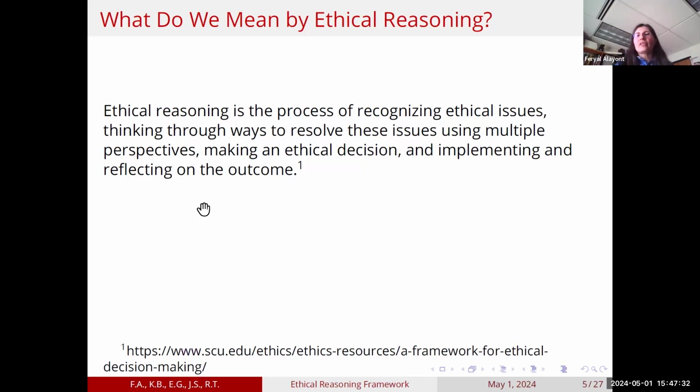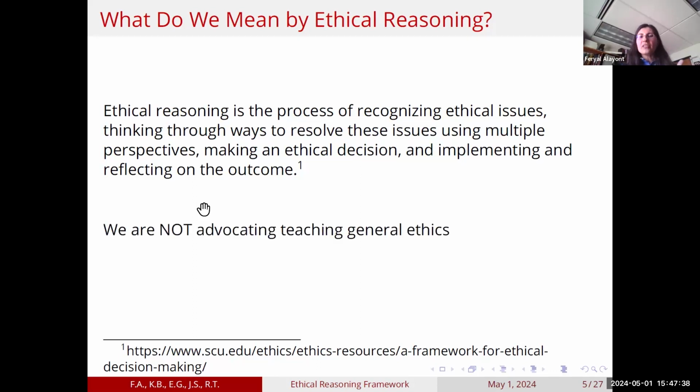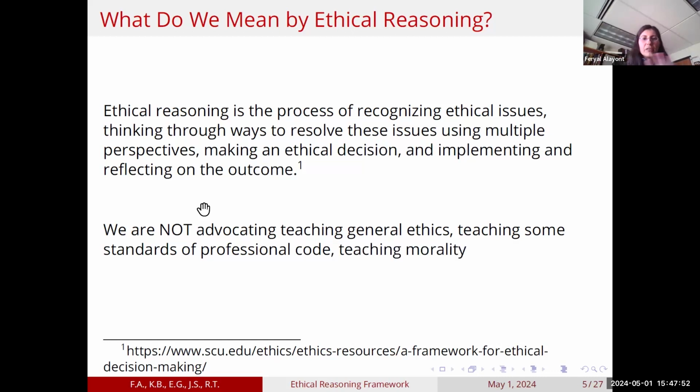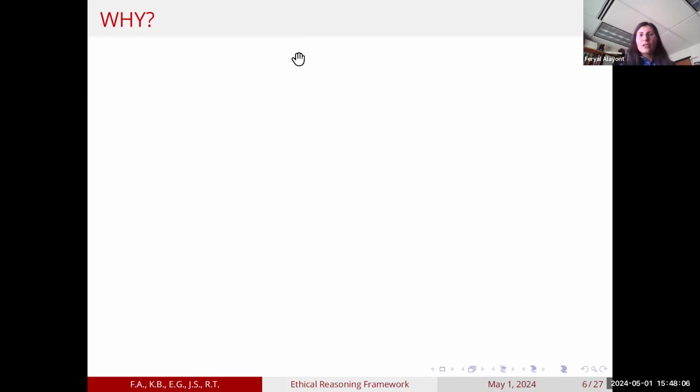And part of these also overlap with critical thinking skills. And I want to also clarify, we're not advocating teaching general ethics in our math courses. We're not suggesting that we should just teach standards of a professional code, whatever professional society you want to pick. We're also not teaching morality. That's something else. We're not doing any of these things. We're just focusing on the critical thinking and ethical reasoning aspects of the mathematical modeling problems.